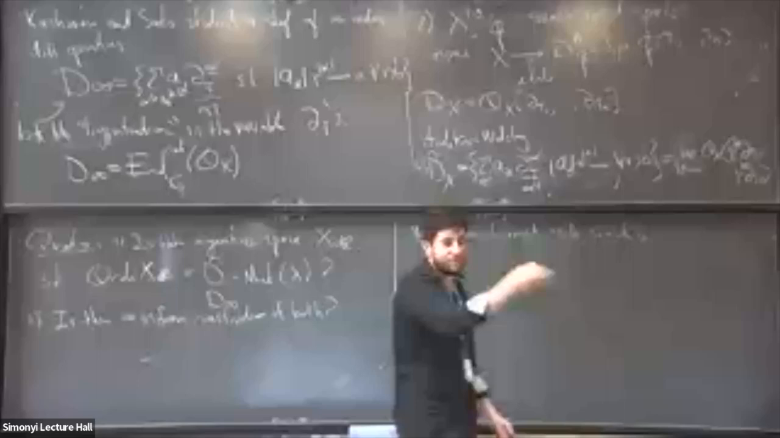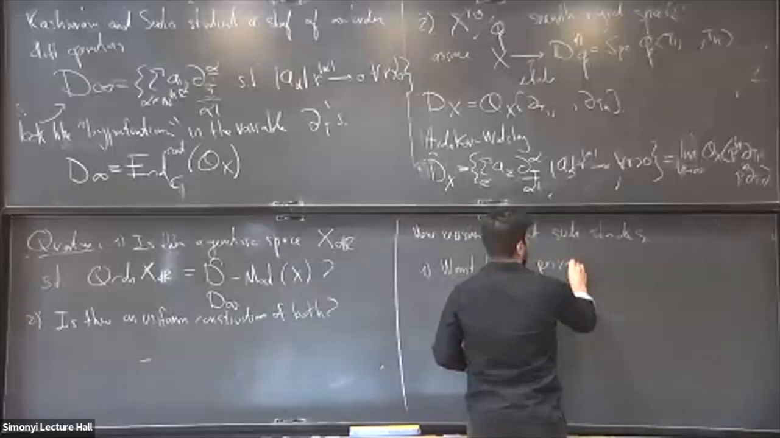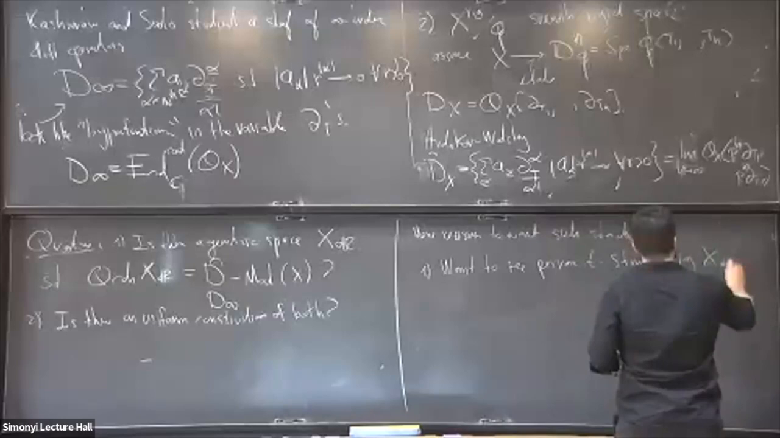So let's say I want to see perverse structures using X de Rham. Particularly, if you have these t-structures, you'll be able to see some perverse models.